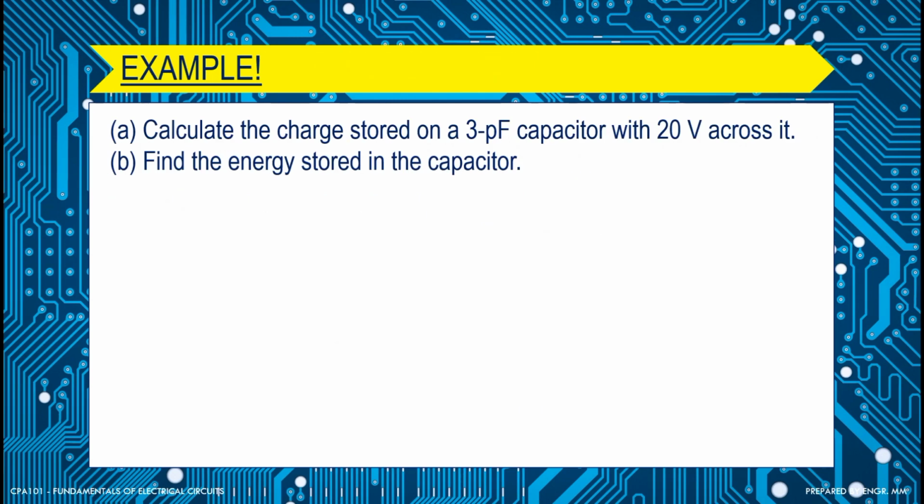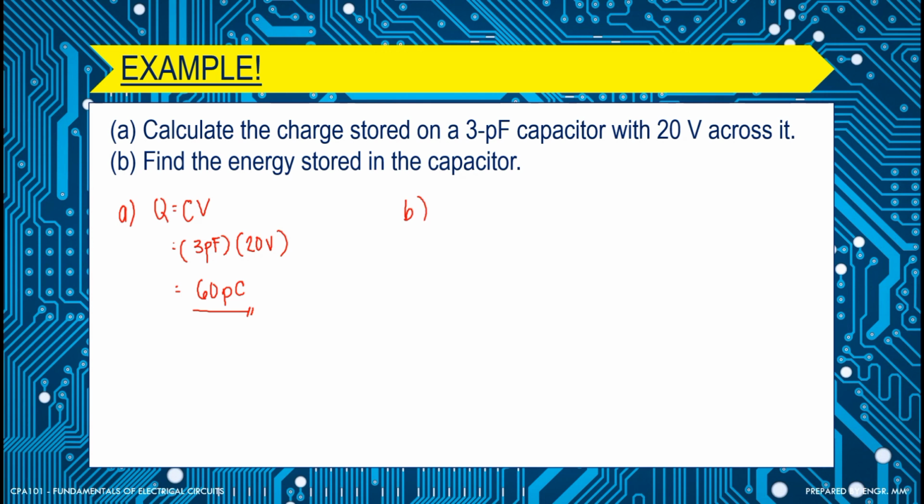So we have here an example. Calculate the charge stored in a 3 picofarad capacitor with 20 volts across it. Find the energy stored in the capacitor. So this is just basic. In letter A, let's just use Q is equal to CV. Our capacitance given is 3 picofarad. Then voltage is equal to 20 volts. So the answer would be 60 picocoulomb.